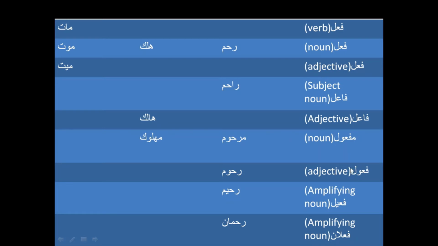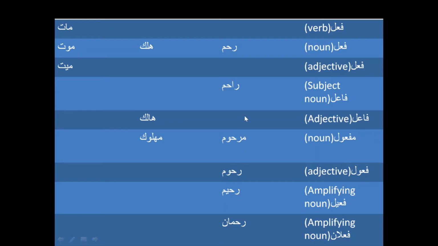Then we have fa'eel. In fa'eel we just remove the meem from the maf'ool, and marhoom would become raheem. Then we have this amplifying noun, fa'eel. This rahm would become raheem. So raheem is someone who is going to be very kind to you.